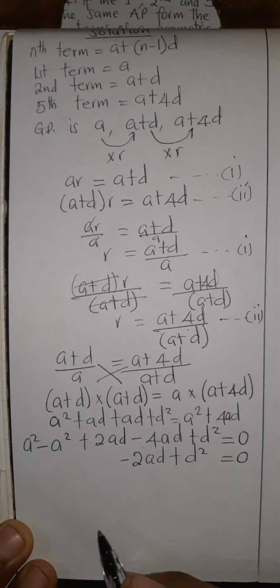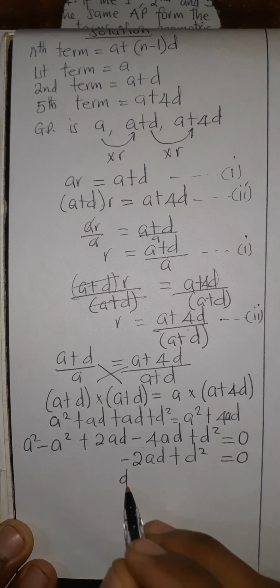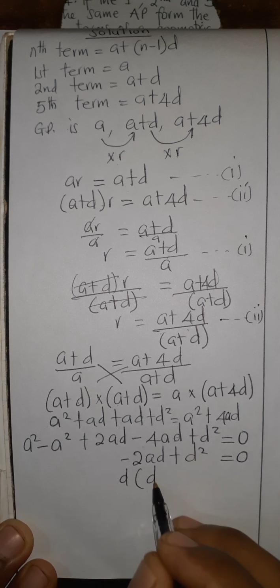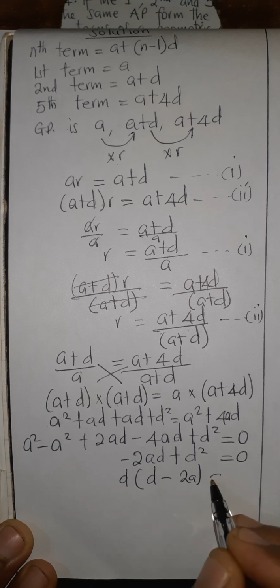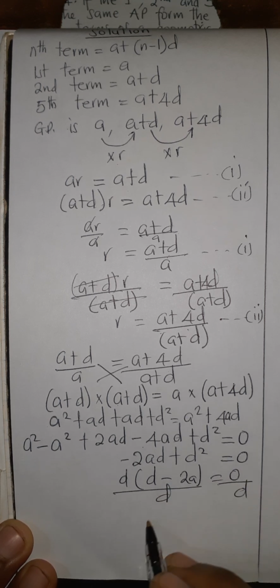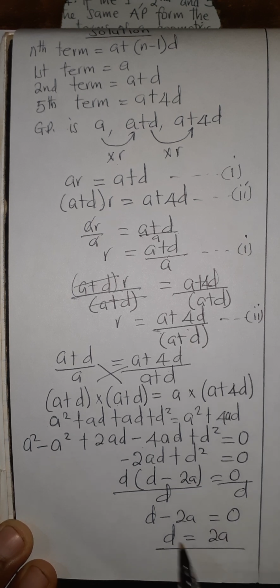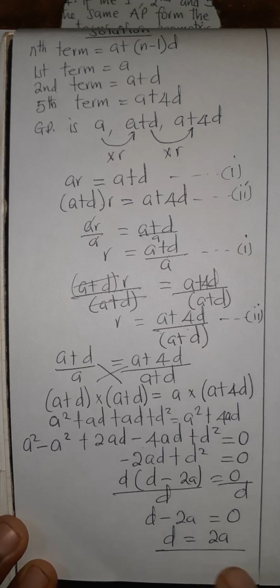Then we can factor out D. So we simply say D times bracket D minus 2A is equal to 0. To simplify this, you divide by D, so D minus 2A equals 0. Then D is just equal to 2A. That means where there is a D, we put this one. But where to put that one? That means we have to find another equation using the sum.